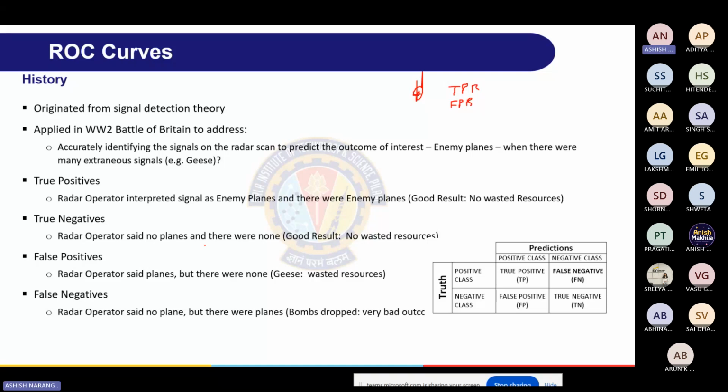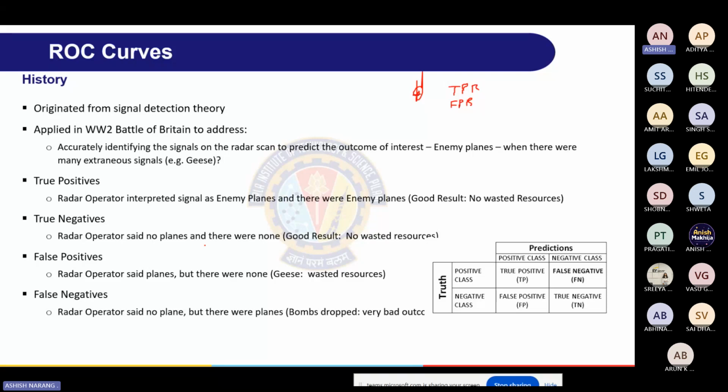So these two, right? How many actual fraud cases did we correctly detect? That is TPR, the true positive rate. And how many genuine transactions were wrongly marked as fraud? That is FPR, right? Now, there's a theory of where these ROC curves originated, during World War II. The challenge was that radar operators needed to identify enemy aircraft using radar signals.